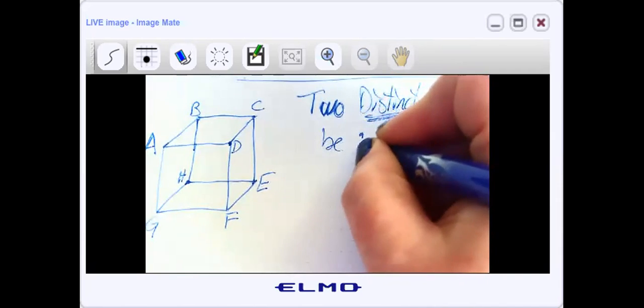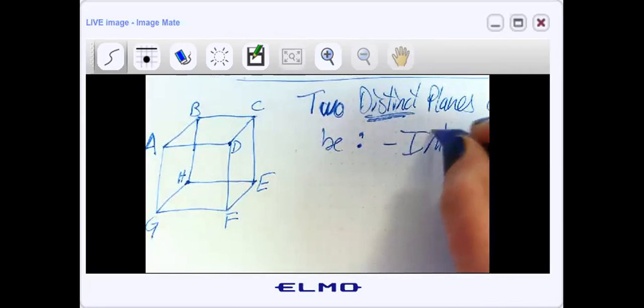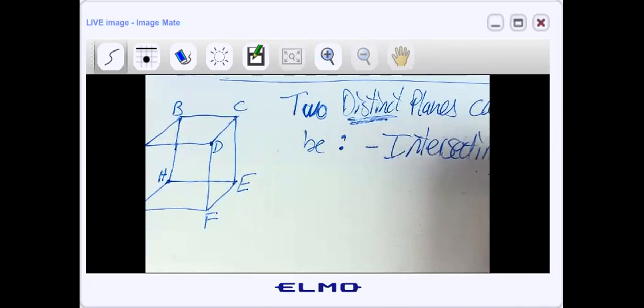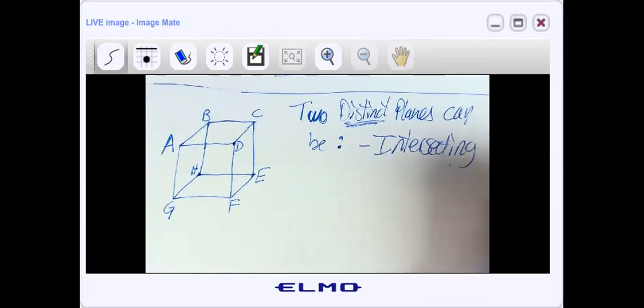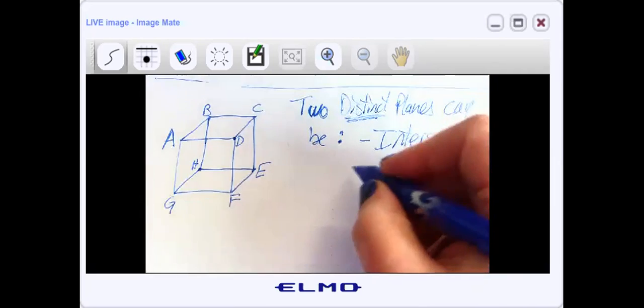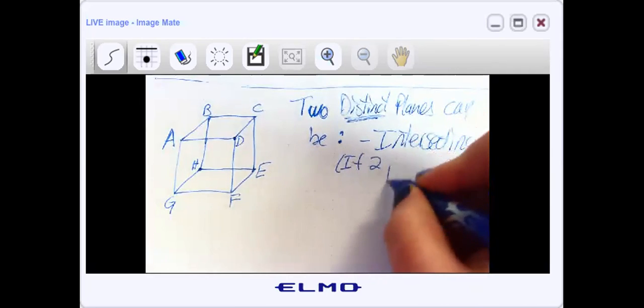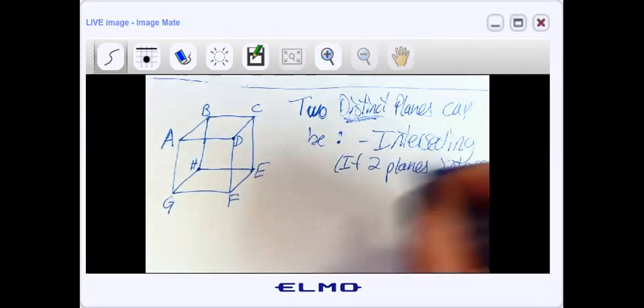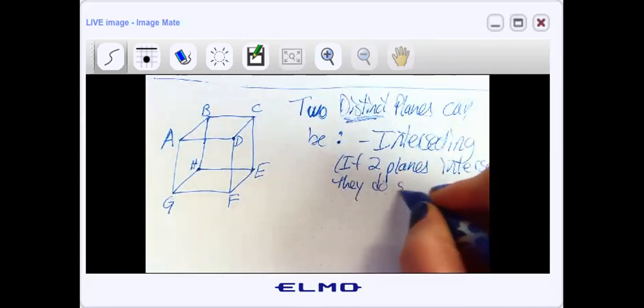can be intersecting. Oh, I'm sorry. I didn't realize I was off the screen a little bit. There we go. So if you have 2 separate planes, they can intersect each other. If they do intersect each other, remember from, I can't remember if that was chapter 1 or chapter 2, if 2 planes intersect each other, they do so in a line. Remember that? So I'm just going to add that. If 2 planes intersect, they do so at a line.